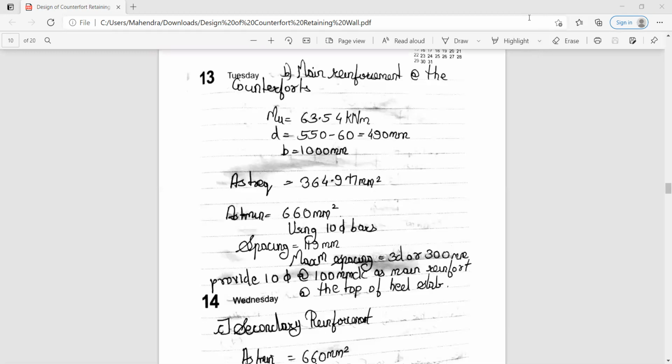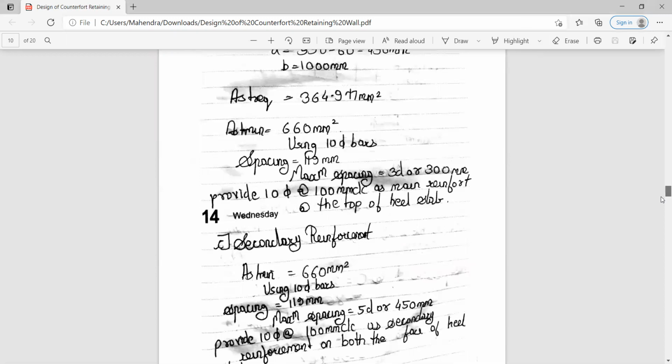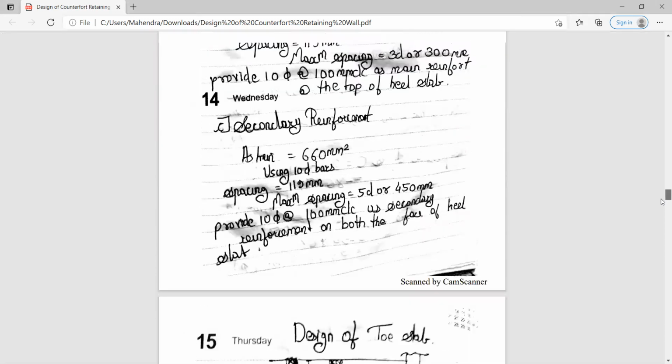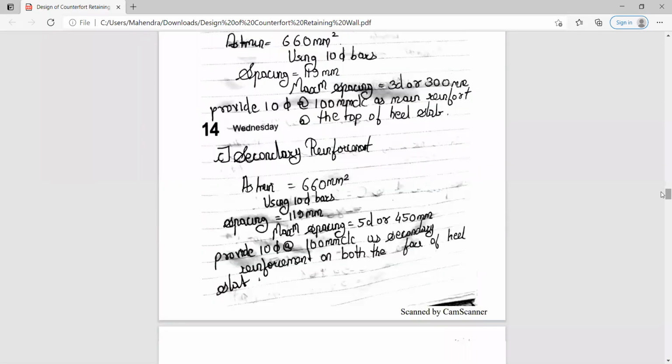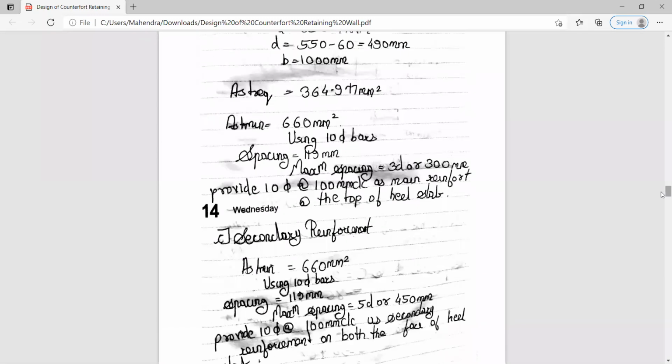Okay, so for secondary reinforcement also, the AST minimum value will remain the same. That is the same formula we are going to use for AST minimum, that is 0.12% of B into D. So AST minimum will be same, that is 660 mm square. Again here also you are going to use 10 mm 5 bars only.